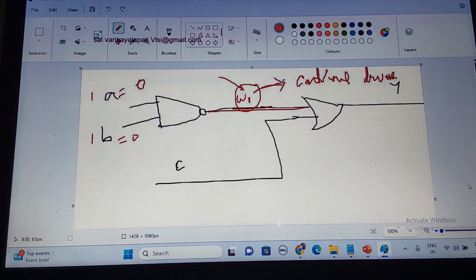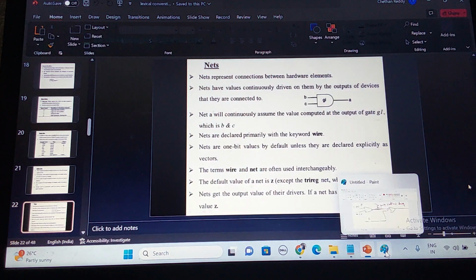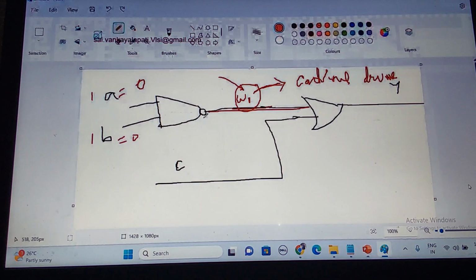Do you understand what a net is? It is a connection between the hardware elements. So why do we call it continuously driven? A net has a continuous drive on it, because when A changes and B changes, your Y is continuously changing, computing the value. But it is not storing. Since it is not storing, I can call it continuously driven. It is continuously computing the Y value whenever the input changes, A changes or B changes. That we call a net data type. So nets are declared primarily with the keyword called wire.